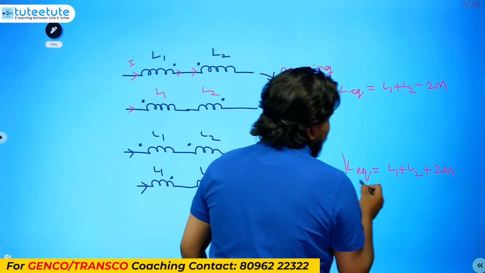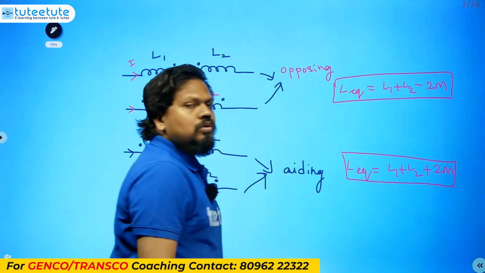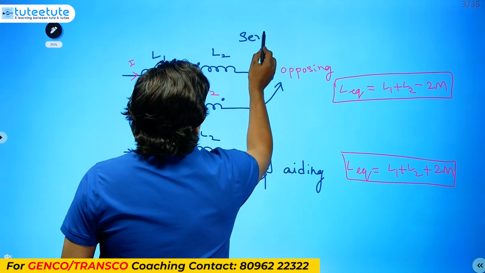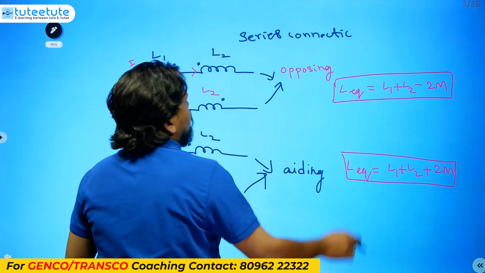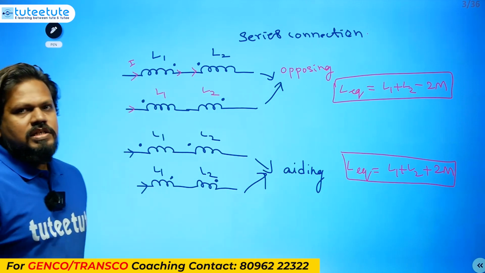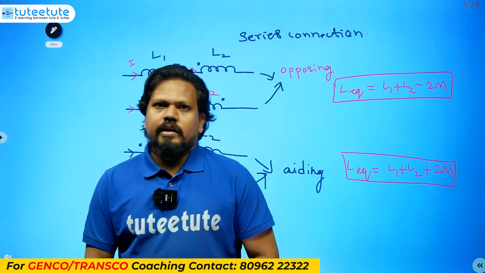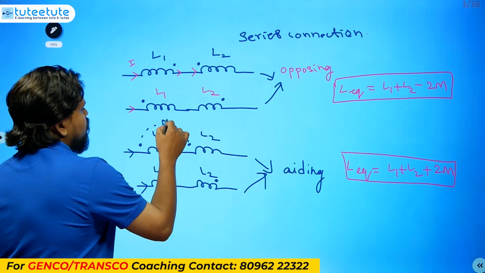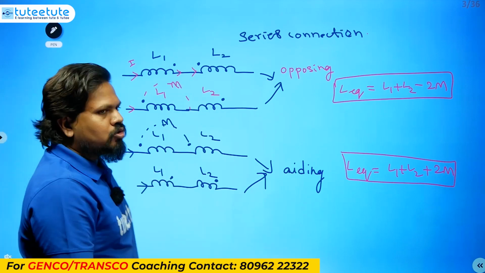We can even derive these things, but for now we have to remember these things directly. This is a series connection, a magnetic series connection. That means two inductors we have connected in series are also connected magnetically, because mutual inductance will be present between these two. So like that we have to understand.